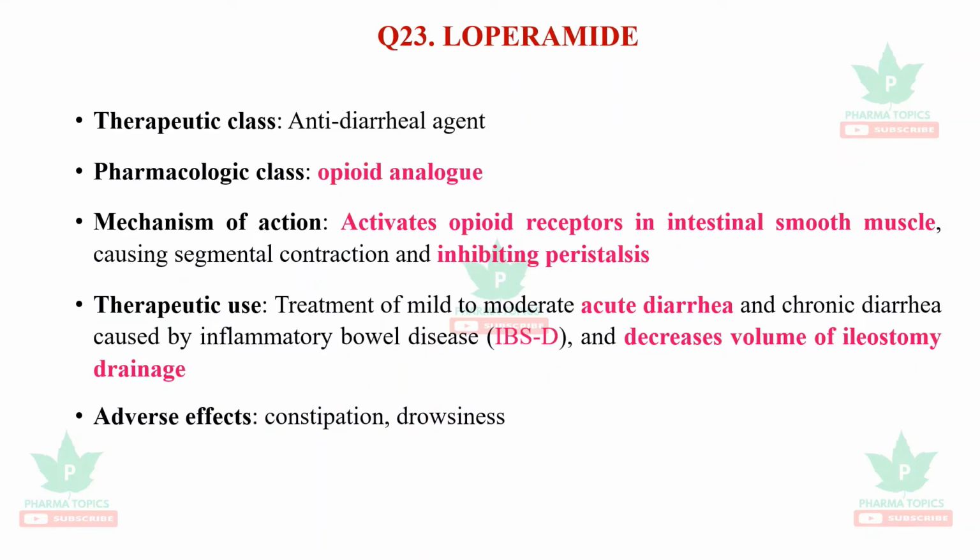Question number 23 is loperamide. It's an anti-diarrheal agent. In many question papers, loperamide has been asked. It's an opioid analog. It activates opioid receptors in the intestinal smooth muscle, causing segmental contraction and inhibiting peristalsis. It is used in treatment of mild to moderate acute diarrhea, chronic diarrhea caused by inflammatory bowel disease, diarrhea-predominant IBS, that is IBS-D, and decreases volume of ileostomy drainage. The adverse effects include constipation and drowsiness.